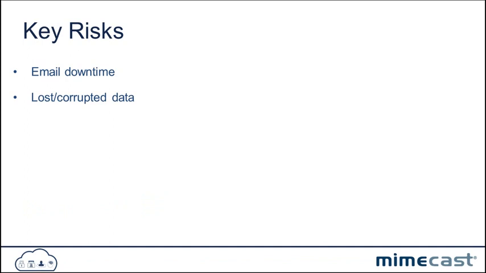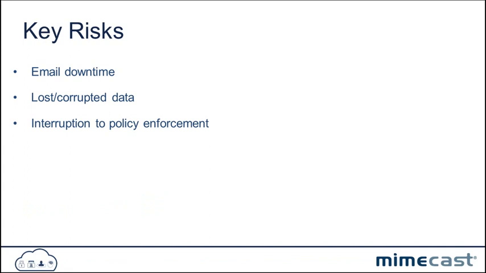Also at the top of the list there, I would list lost or corrupted data. There's plenty of scope as you're moving people's mailboxes and resource mailboxes and shared mailboxes from one place to another, or one platform to another. There's clearly lots of scope there for losing data, getting data corrupted, and potentially not having the ability to get it back again. So that's clearly a risk that you want to mitigate during the project.